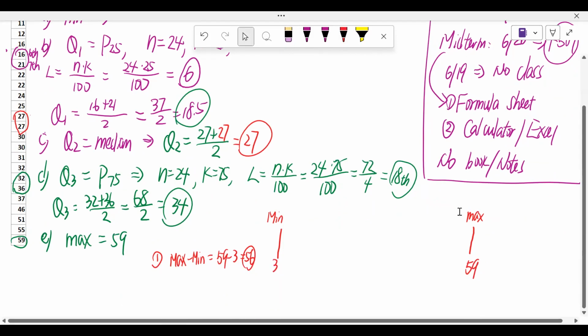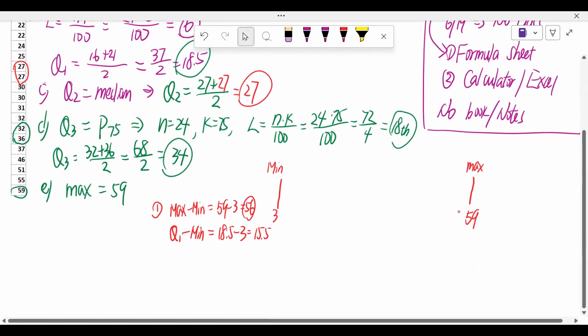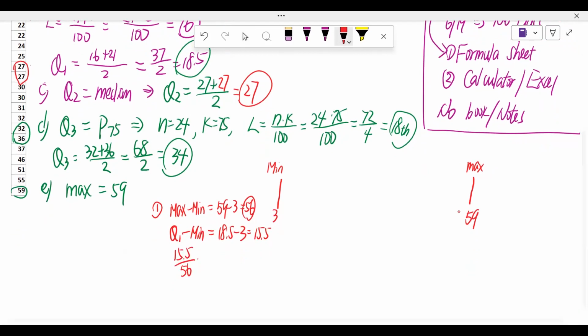Okay, so now we're going to do Q1 minus minimum. That's going to be 18.5 minus 3, which is 15.5. We're going to divide 15.5 by 56, right? So to get a percentage, 15.5 over 56. Let's see what that is. 15.5 over 56 is about 28%. It's approximately 0.28.